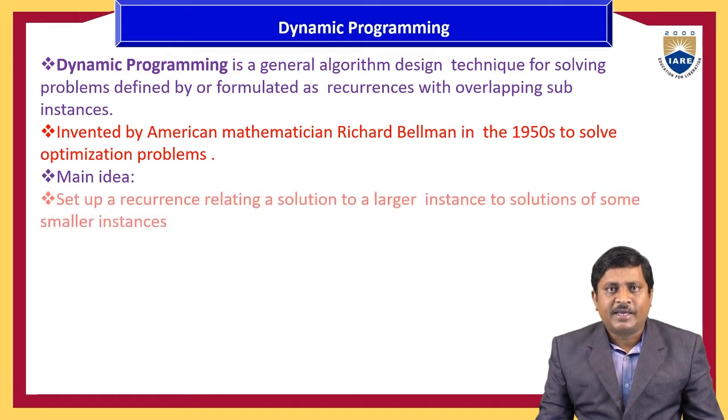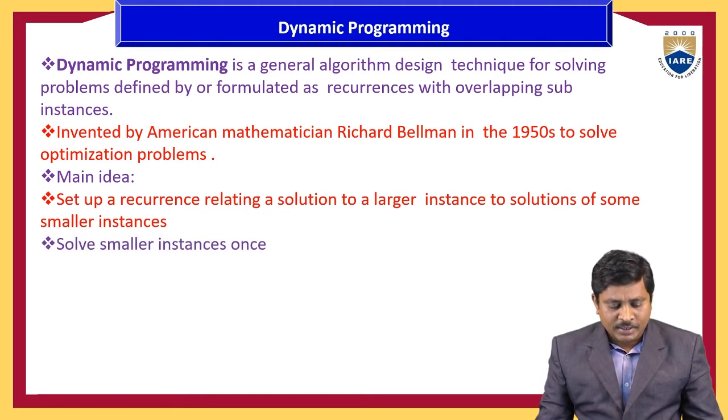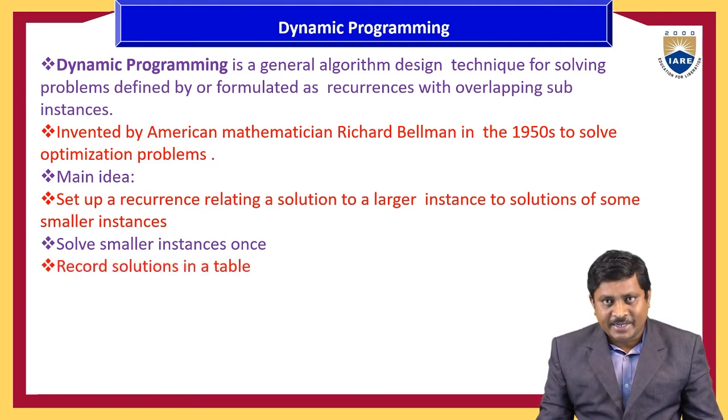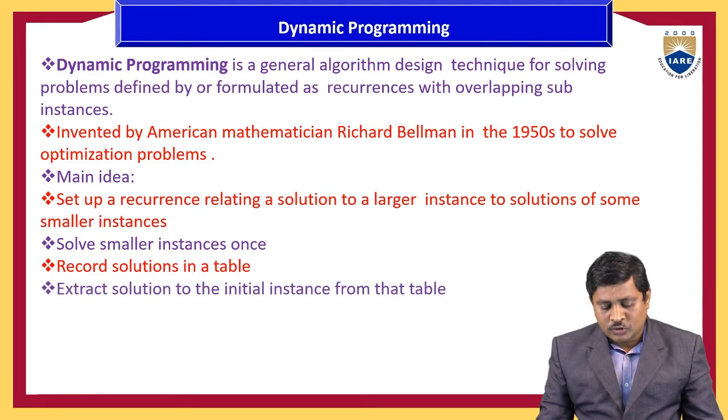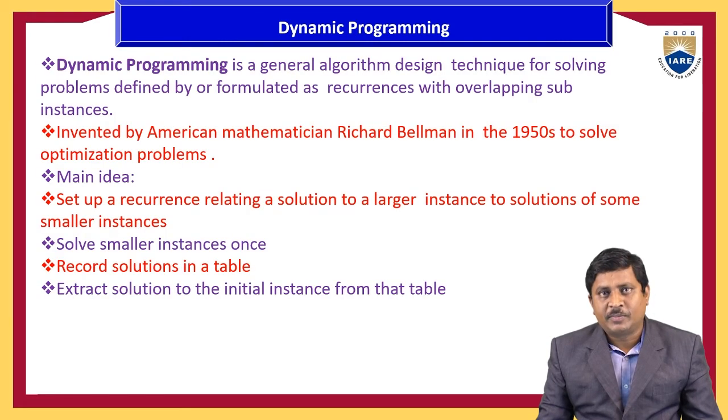So what is the main idea behind dynamic programming? Set up a recurrence relating a solution to a large instance to solutions of some smaller instances. Next, solve smaller instances once, record solutions in a table, and extract the solution to the initial instance from that table. So this is what is meant by dynamic programming.